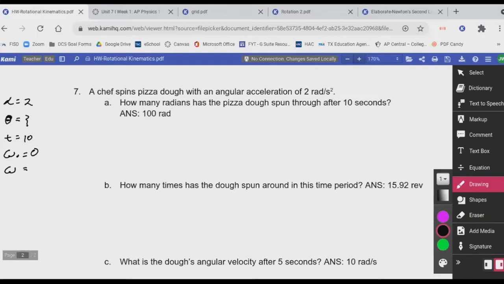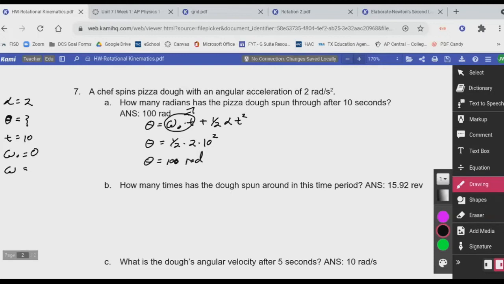Let me move my notebook over where I can actually see what I'm doing. My kinematic equation would be theta is equal to initial angular velocity times time, plus 1/2 acceleration times time squared. We know the initial velocity was 0, so this part goes away. So theta would be equal to 1/2 times acceleration of 2 times time, which is 10 squared. So theta is equal to 100 radians.